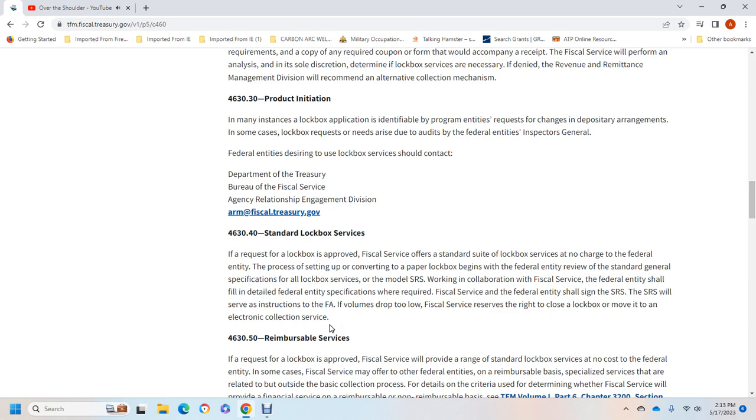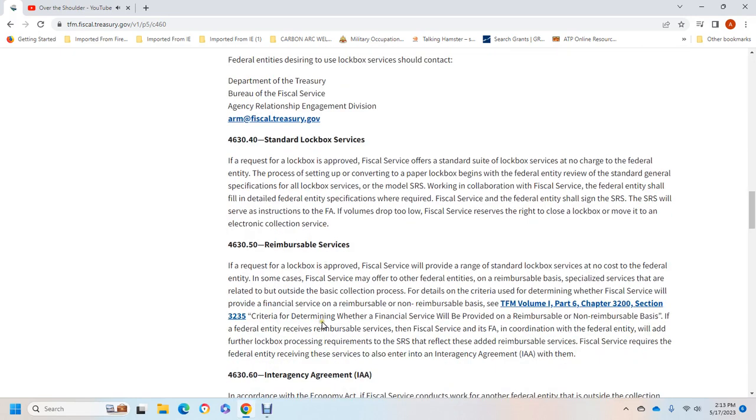SRS, working in collaboration with officials of the federal entity, with a detail of the entry required. With officials of the federal entity signing, the SRS will serve as the instruction of the financial agent with the volume drops too low. Officials receive the right to copy the load of the lockbox and move it into the electronic collection services.